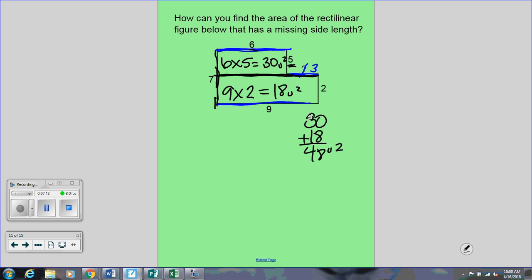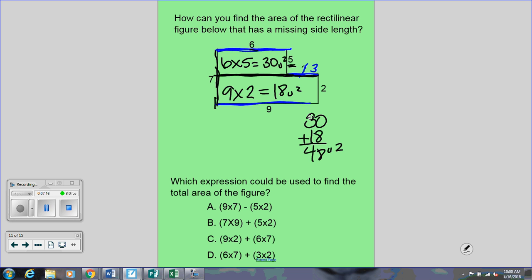Some of you might recognize this question. You will see questions like this on the EOG. You've seen them on the benchmark, you've seen them on the check-in. It reads, which expression could be used to find the total area of the figure? These should look relatively familiar. But there's a lot of numbers here.